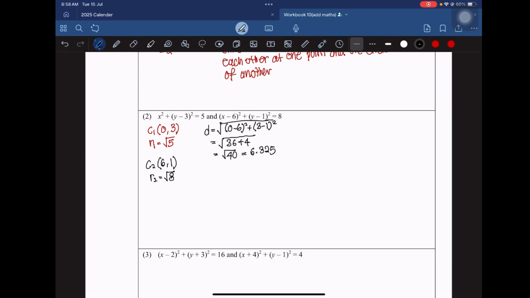Then your R1 plus R2 is equal to the square root of 5 plus the square root of 8, which is 5.06. Then you have R2 minus R1, which is equal to the square root of 8 minus the square root of 5, which is going to give us 0.59, something like that.